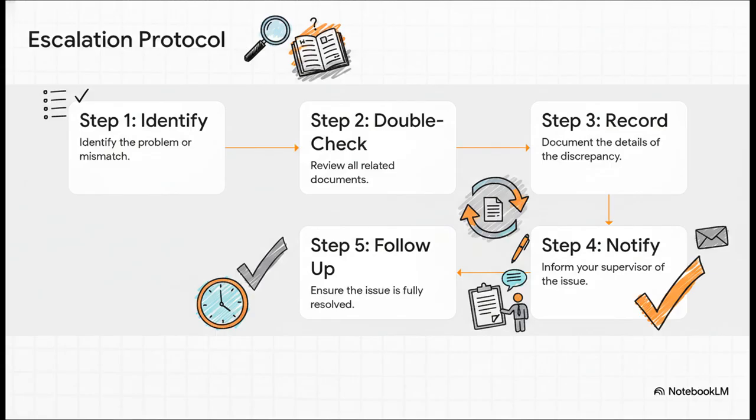So what happens when you find a discrepancy you can't resolve on your own? Well, there's a formal protocol you must follow. First, clearly identify the problem and double-check all the related documents. Next, you need to record the specific details of that discrepancy. Then you notify your supervisor. And finally, you have to follow up to make sure the issue is fully and finally resolved.